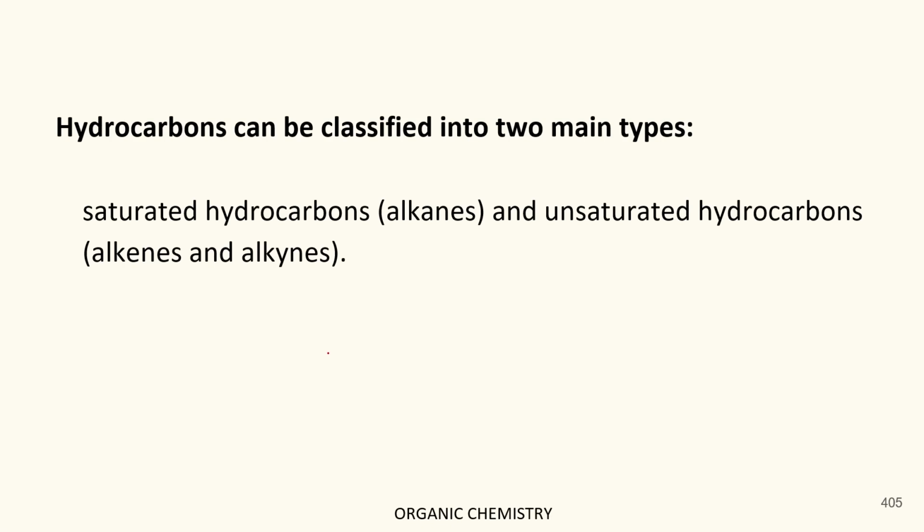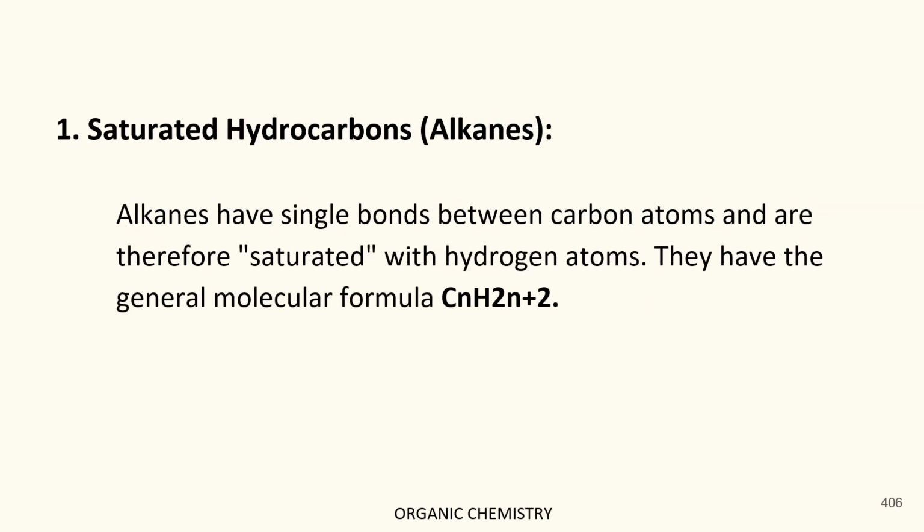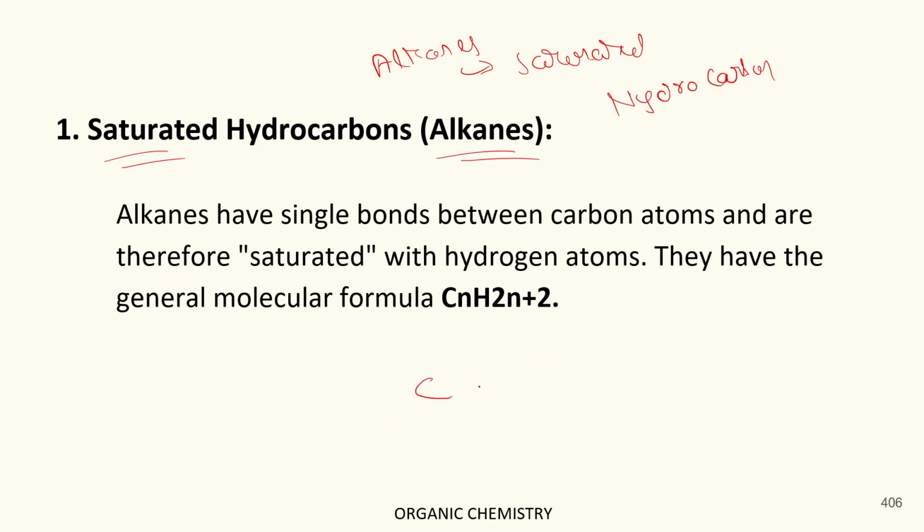Hydrocarbons can be classified into two main types, saturated and unsaturated. Saturated hydrocarbons are also known as alkanes. So you can remember, if alkane is written down, then it will be a saturated hydrocarbon. Got it? Alkanes have single bonds, basically like this type. Single bonding. Or you can also make it like this.